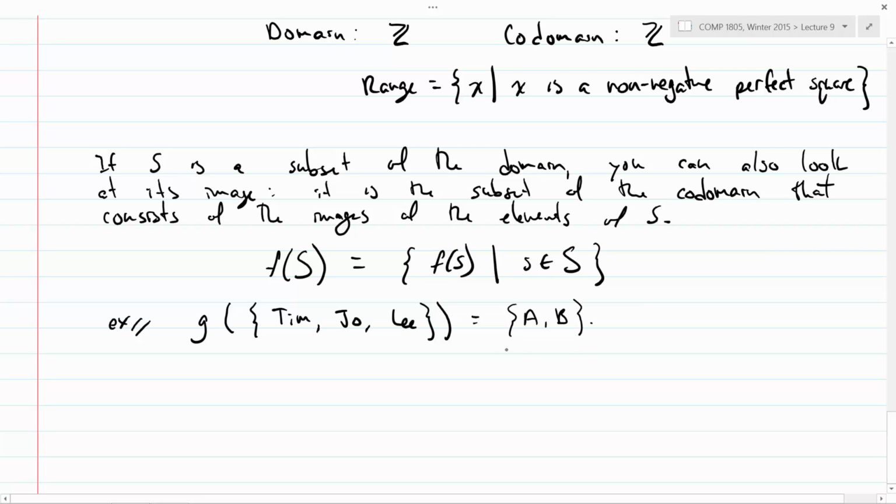This thing right here? You would say that it's the image of this set, Tim, Joe, and Lee. But by definition, it has to be a subset of the range. And since the range is a subset of the codomain, it's also a subset of the codomain. Other questions?